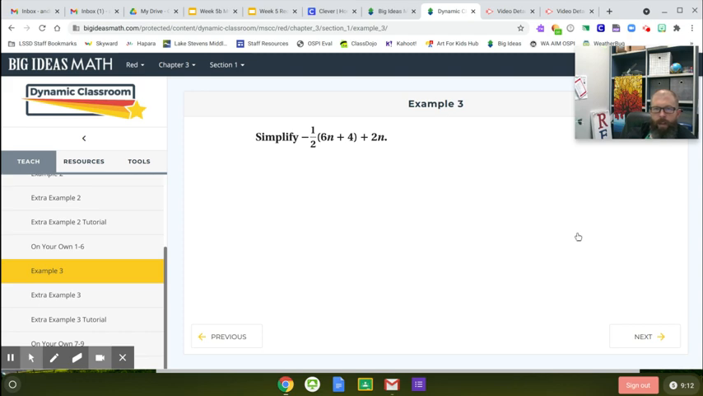What's happening, 7th graders? 3.1, example 3, and it's starting to get a little bit harder. So now we have negative 1/2 outside the parentheses, inside the parentheses, 6n plus 4 plus 2n. Okay, so how do we solve this?